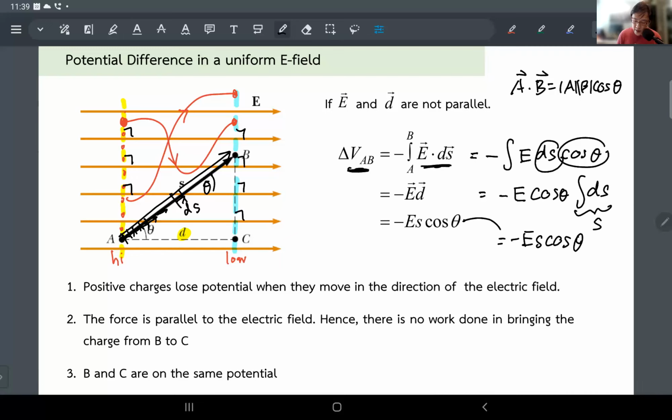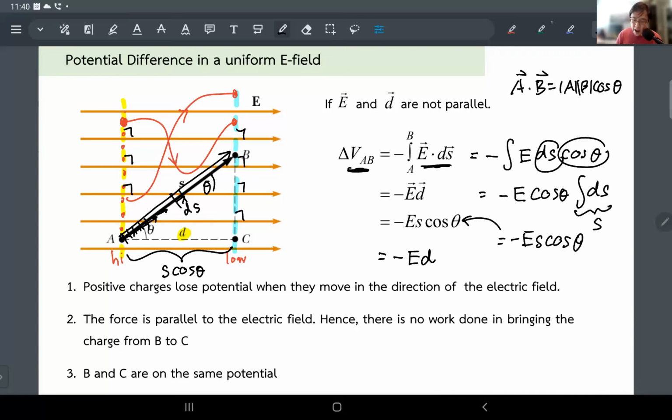See, it's the same result as this one. But what is the S cosine theta, guys? S cosine theta is back to the d. So it's a negative E d, and that's it. Okay.